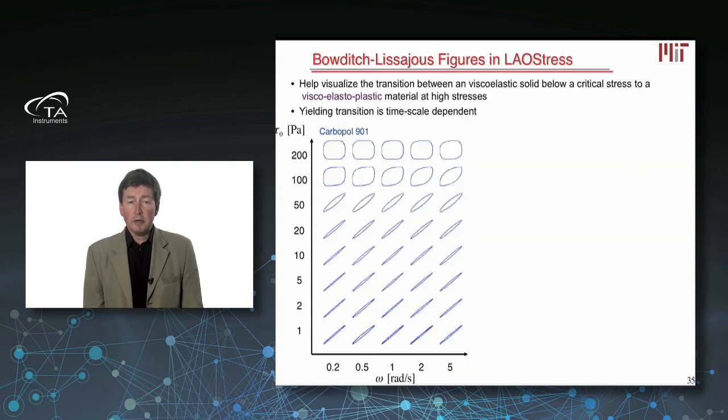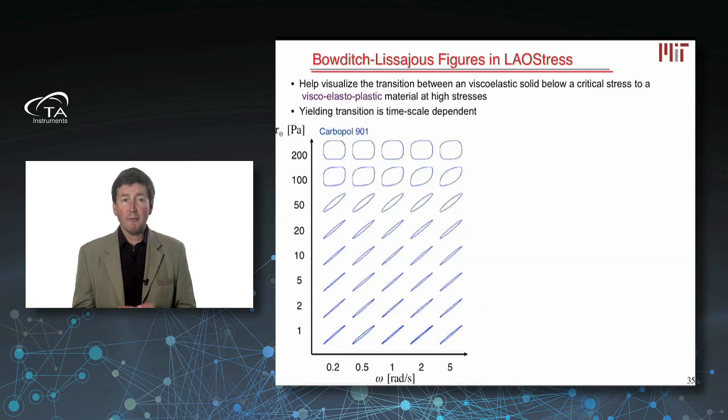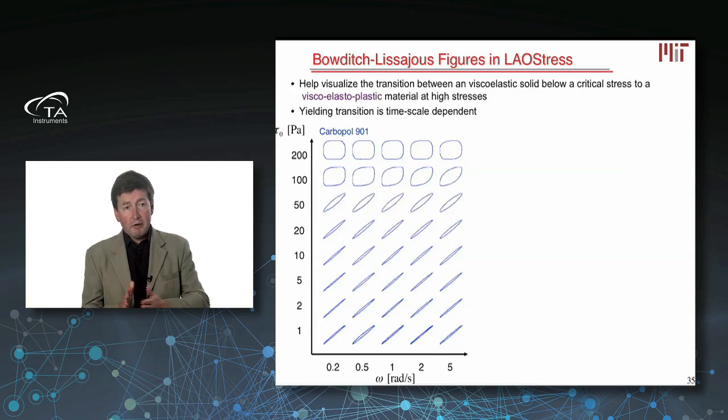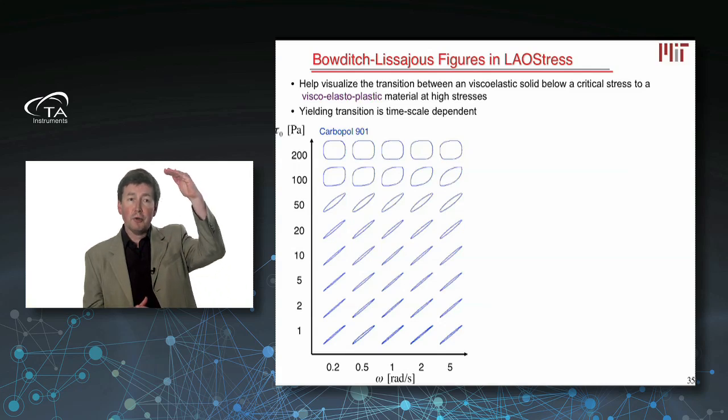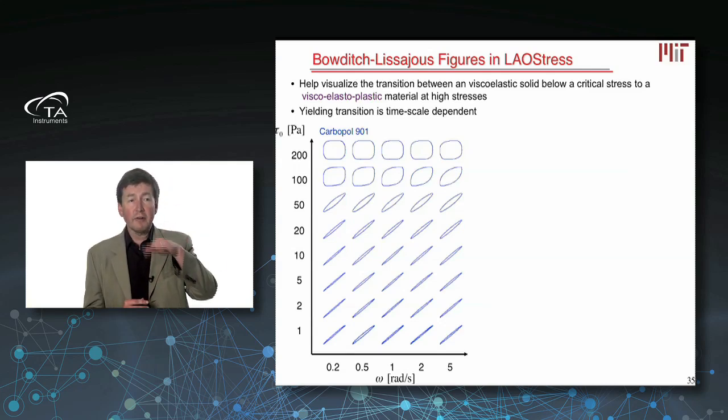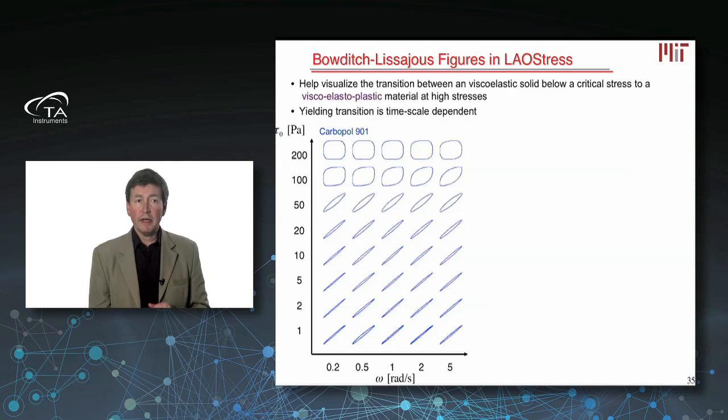So let's take a look at our Bowditch curves, or our Lissajous curves here, and build up a Pipkin diagram for a viscoelastoplastic material. And so they're plotted here as a function of frequency on the horizontal axis, and now the stress amplitude on the vertical axis. And so you see the linear range. You can see that a carbopol gel is actually an elastic material. Then it becomes a viscoelastic solid. And then at a critical stress that looks like it's somewhere between 50 and 100 pascals, you start to see these curves becoming rectangles, and that's where the material is beginning to flow.